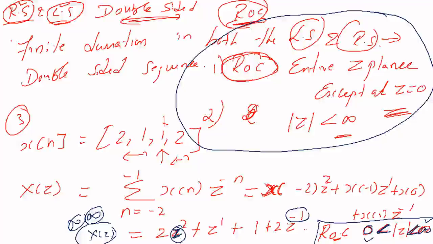So that's it guys. Today's class is over, and tomorrow we will be studying the properties of Z transform and the properties of ROC. We can finish both in one class if possible, and maybe put up a problem.